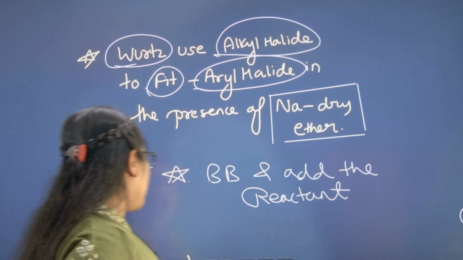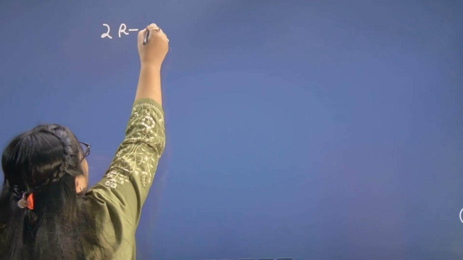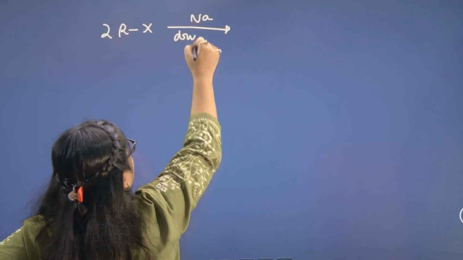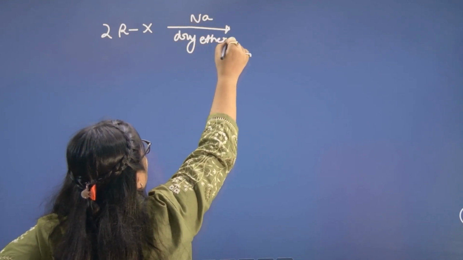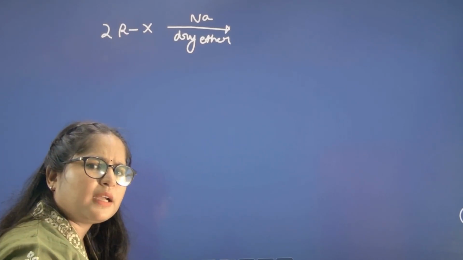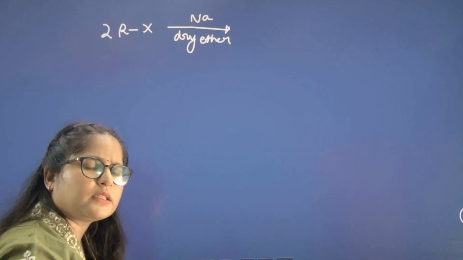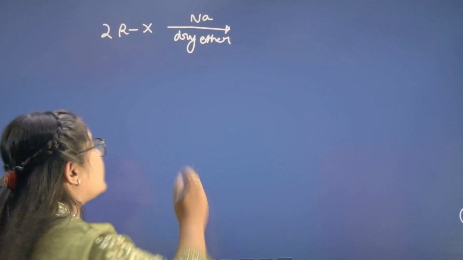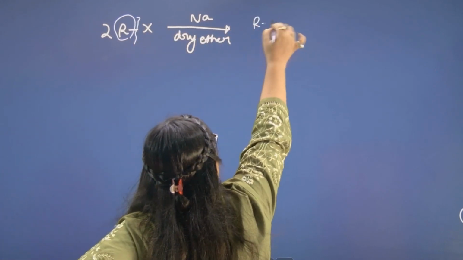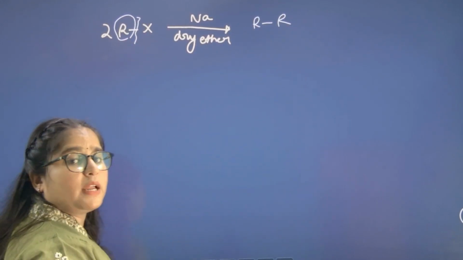Let's see here. Let us start. We will take 2 moles of alkyl halide in presence of sodium dry ether. What is the trick I have told you? Break the bond and double the reactant. So here in alkyl, we will break this bond and double. So what we will get? R and R.